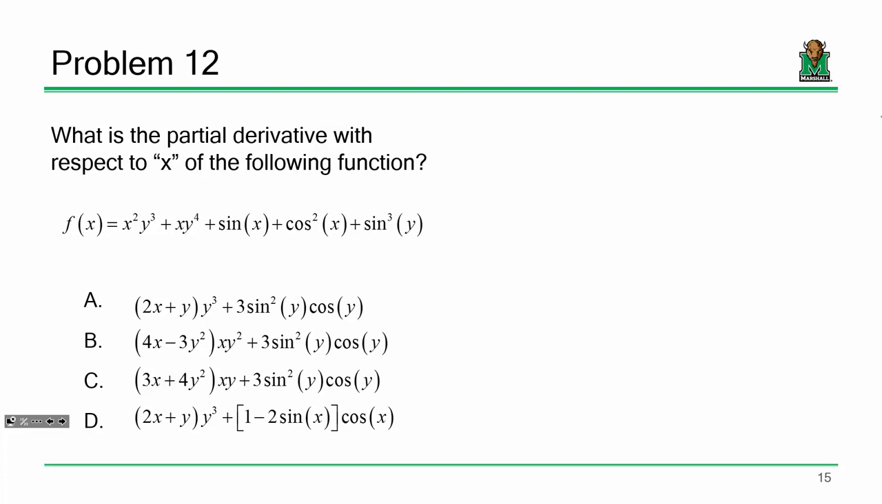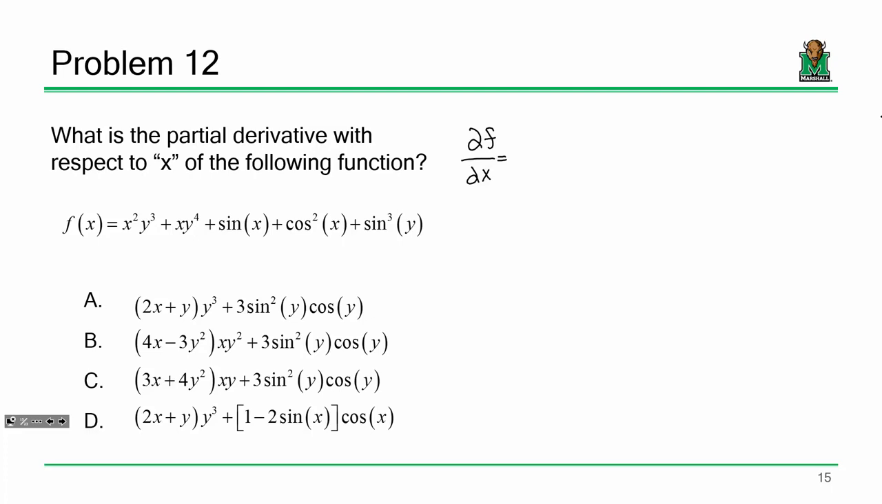Partial derivatives. But a partial derivative is really nothing more than a regular derivative. You just treat everything else like it's a constant. So if you're taking the derivative with respect to x, you treat everything that's not x like it's a constant. So if I take the partial derivative of f with respect to x, how do I do that? Well, let's just take it term by term, okay? So let's start off with the first one.